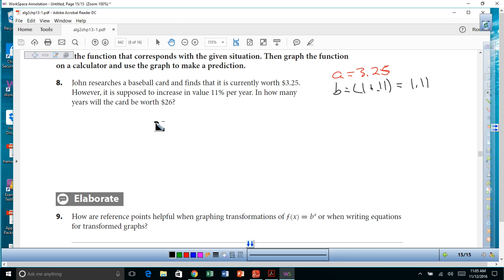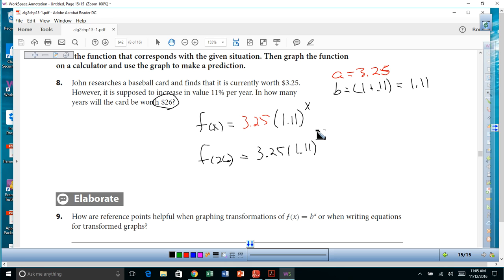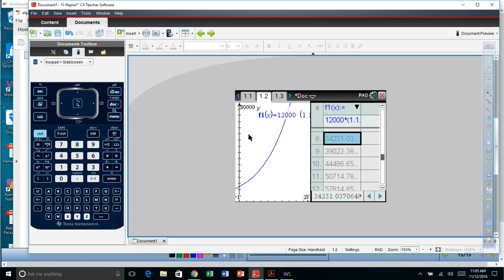Good question. So our equation is going to be f of x equals 3.25 times 1.11 to the x power. And we want to find out when it's going to be worth $26. So f of 26 equals 3.25, 1.11 to the 26 power. And you know, there's an easy way to figure that out. You can put it in your calculator.